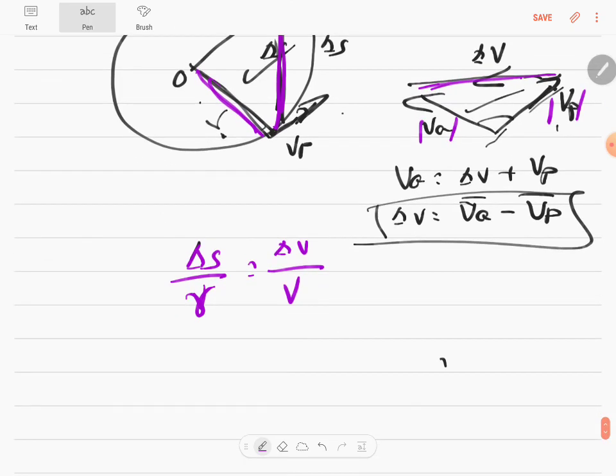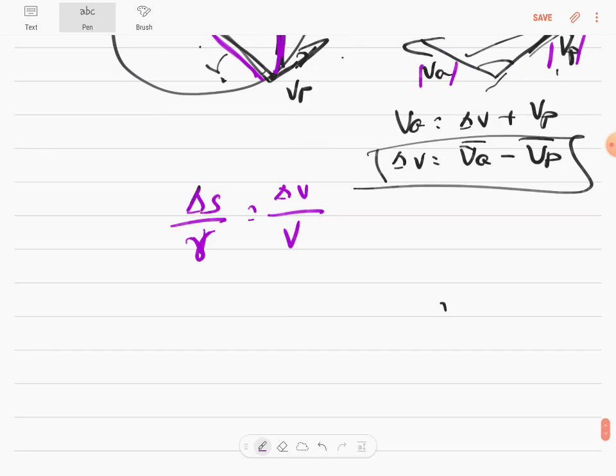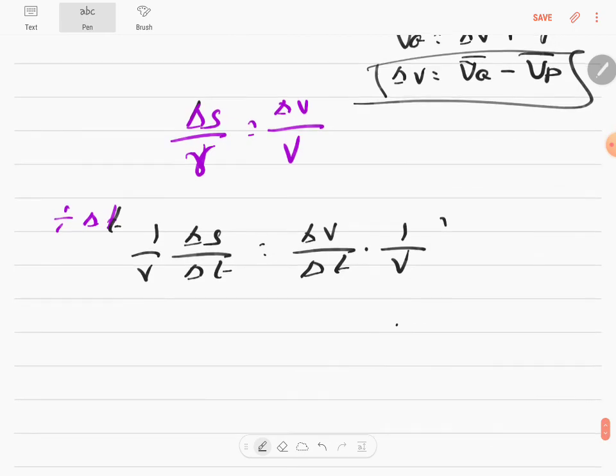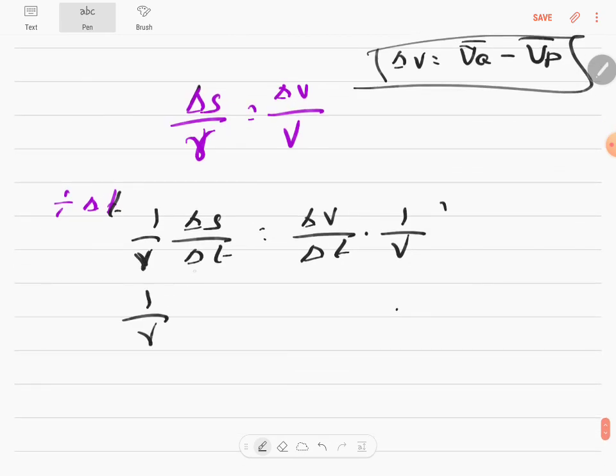Now you can divide both sides by delta T. You get delta S by delta T with a 1 by R is equal to delta V by delta T with a 1 by V. This is 1 by R into delta S by delta T, which itself is V. And delta V by delta T itself is A, so A by V. Thus A is equal to V square by R.